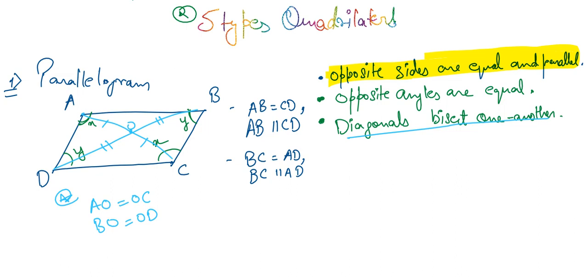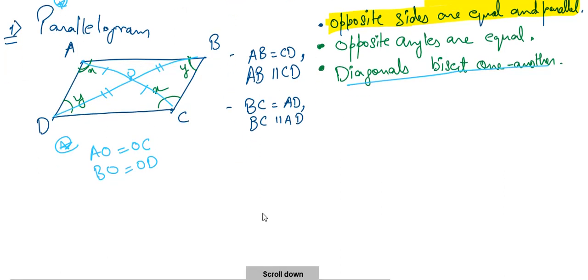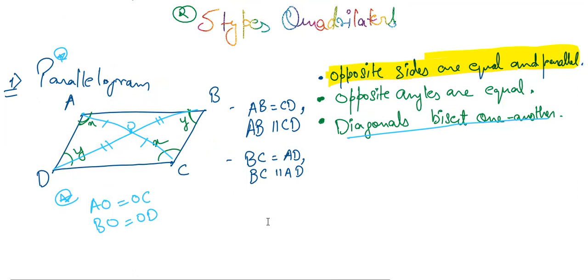So these are the three properties I have just stated, nothing else. If any quadrilateral satisfies these three properties simultaneously, I would mark that quadrilateral as a parallelogram itself. Okay, shall we move ahead? Are you okay with the properties?